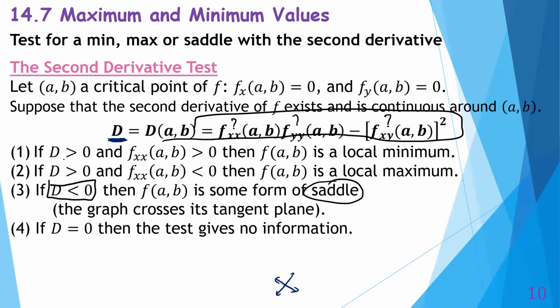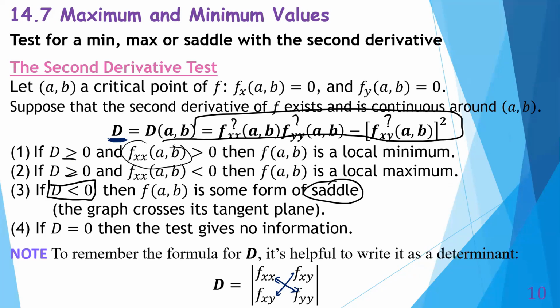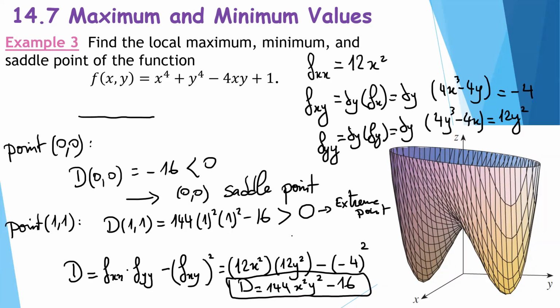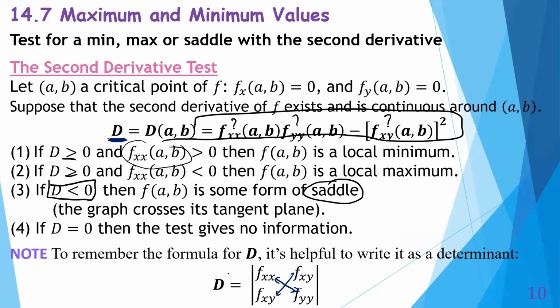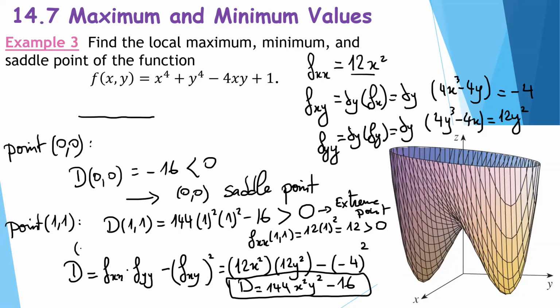So we go back to the result. If D is positive, we have two options: local minimum or local maximum, depending on the sign of fxx. So here, it's an extreme point, and we need to calculate fxx at 1, 1. What is fxx at 1, 1? It's 12 times 1 squared, so it's 12, positive. So D is positive, fxx is positive. What does it mean? Minimum. It's a local minimum. So 1, 1 is a local minimum for f.